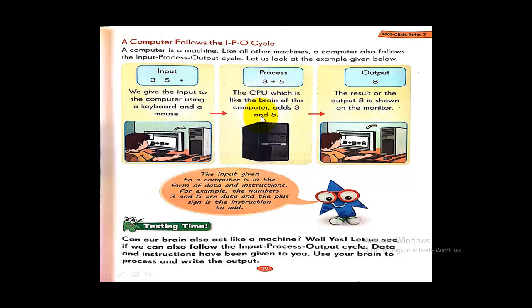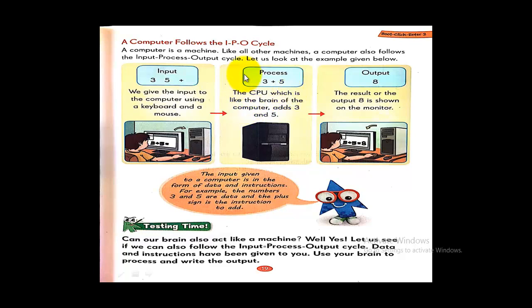So in future also a question may come like this in a quiz, also in a quiz competition: which part of the computer is known as the brain of the computer? That time you should answer as CPU. CPU is known as the brain of the computer.